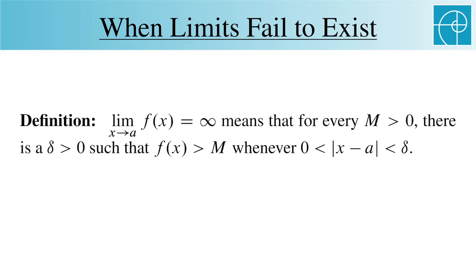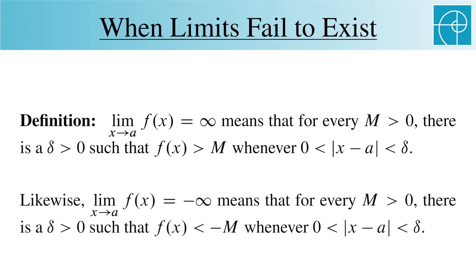Formally, saying that the limit is infinity means that for any m greater than 0, no matter how large, there's a delta greater than 0 such that f of x is greater than m whenever the absolute value of x minus a is strictly between 0 and delta. We can also define the same notion for limits equal to negative infinity. The only difference is that we now have f of x less than negative m.